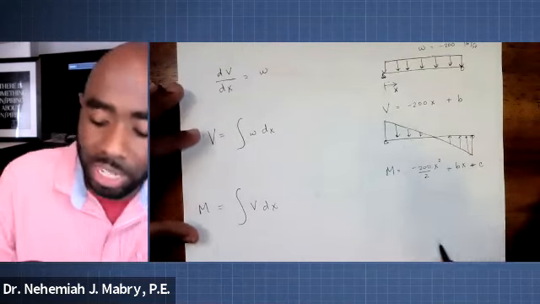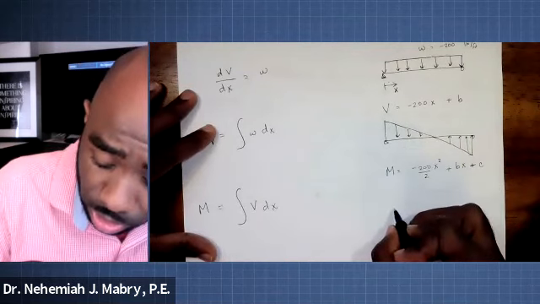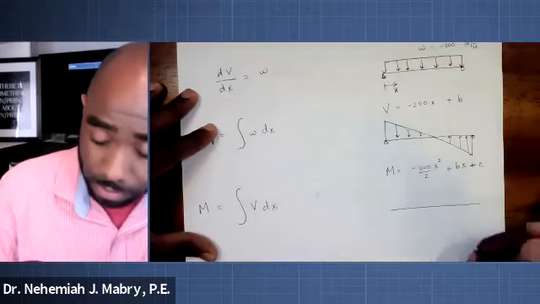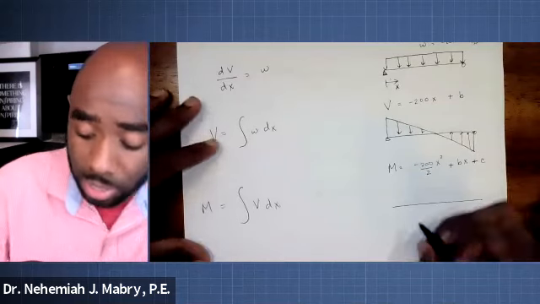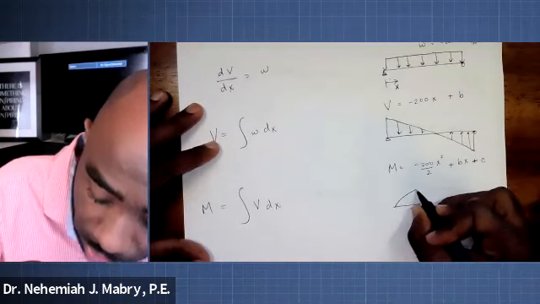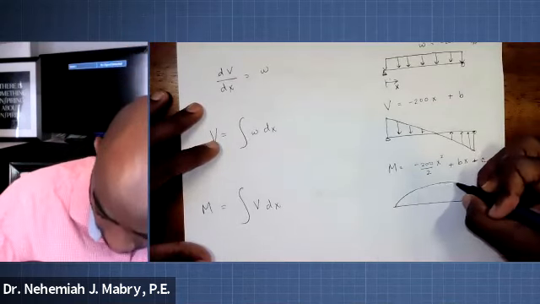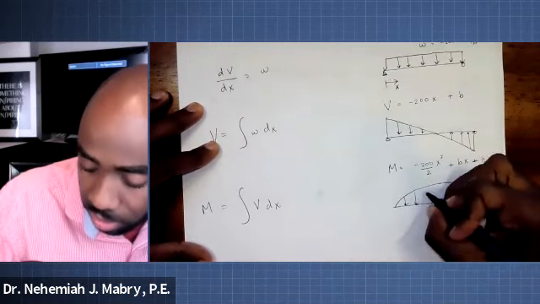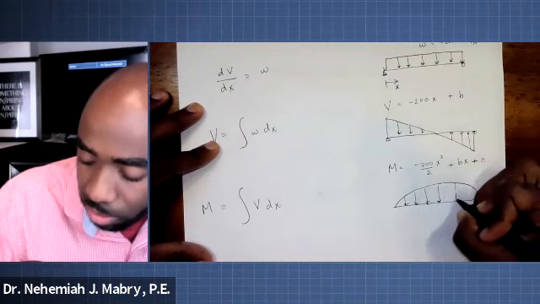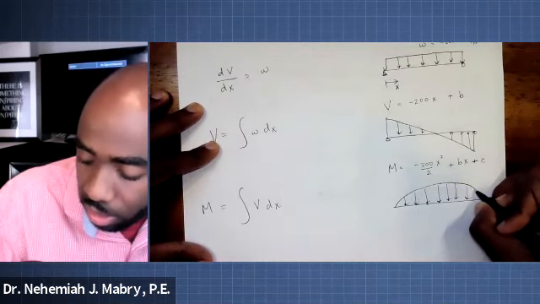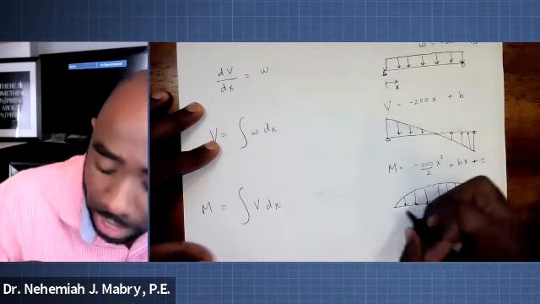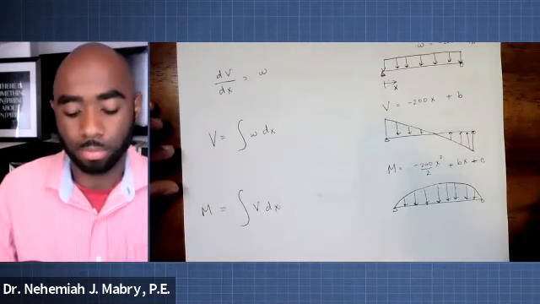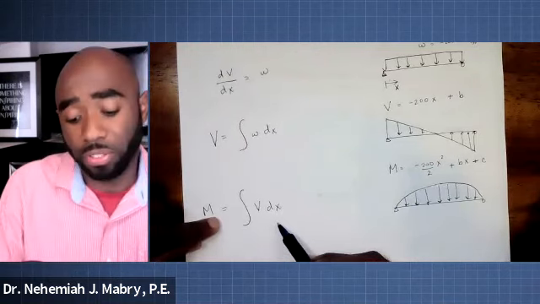So instead of a linear distribution, the moment graph would look like this. A concave downward shape. That is the moment graph, the moment diagram. So moment is the antiderivative of shear.